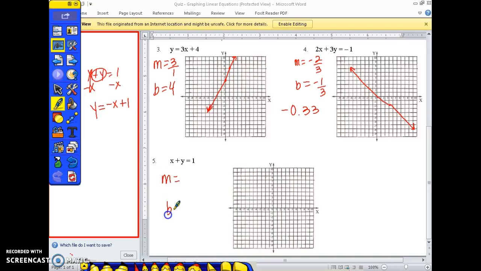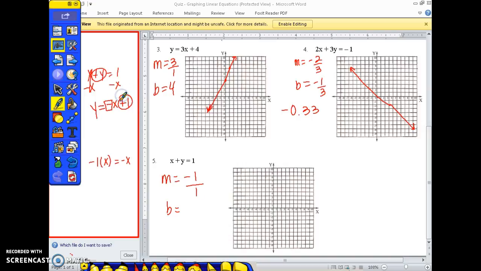Identify your slope and your y-intercept. Slope is the coefficient of x. There's not a number here, but there is a sign. And remember, we said when there's not a number there, we will use the number 1, because negative 1 times x is the same thing as negative x. So we're going to put this negative 1 here. When we have a whole number for the slope, we put it over 1.